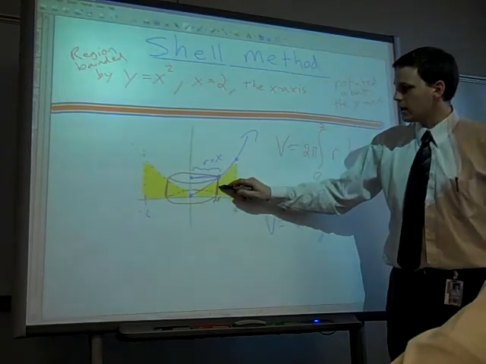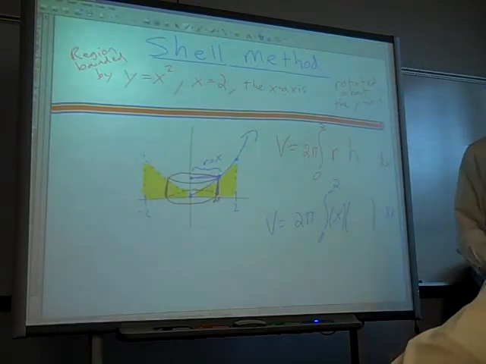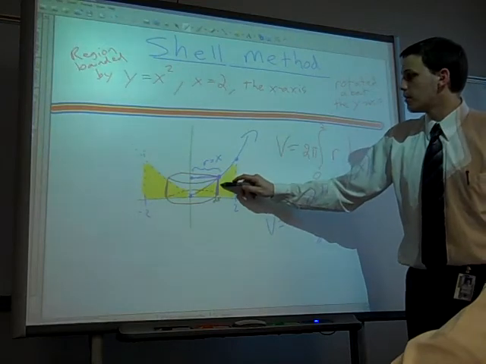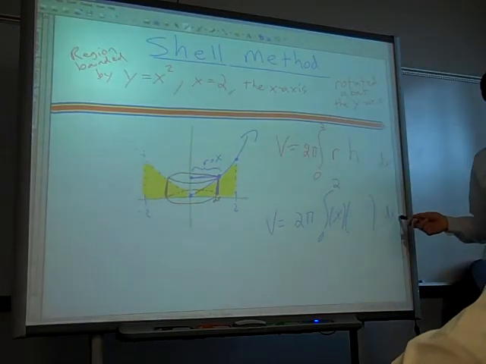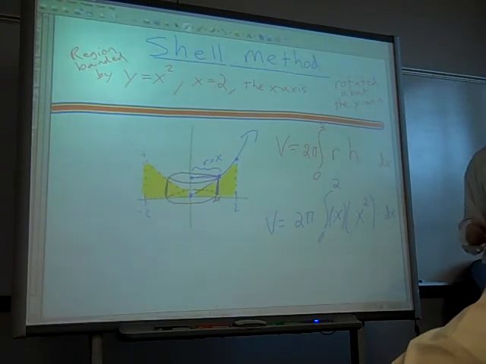Alright, and now the height of this cylinder. What will this height be? x squared. I just gave it away, yeah. x squared. Alright, that height is y. But we can't put y in because it's a dx integral, so we're going to write y as x squared. There you go, that's it.